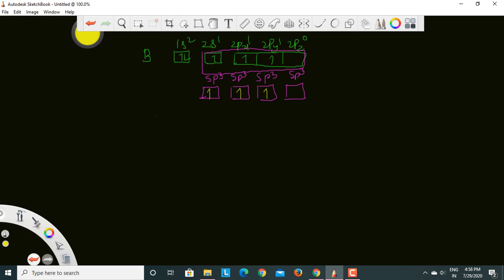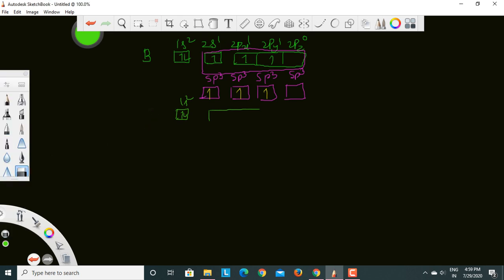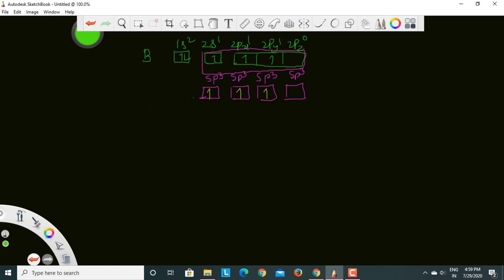Again, let us take one more boron. In another boron also a similar phenomenon occurs. Here 1s2, and let us write boron here. So in boron you have 1s2 again, and again you can have 2s1. This is 1s2, this is 2s1.